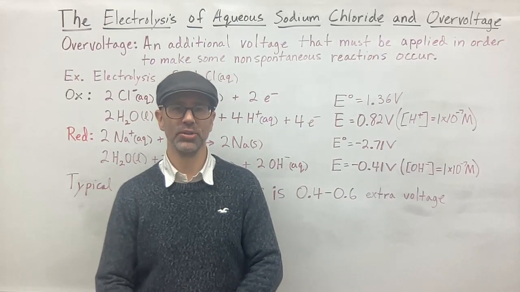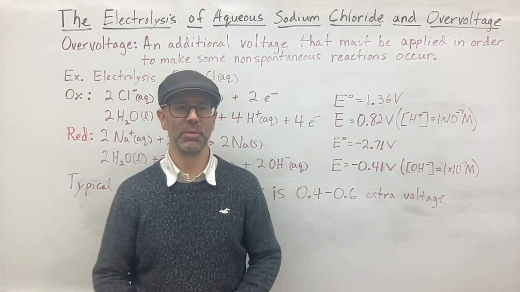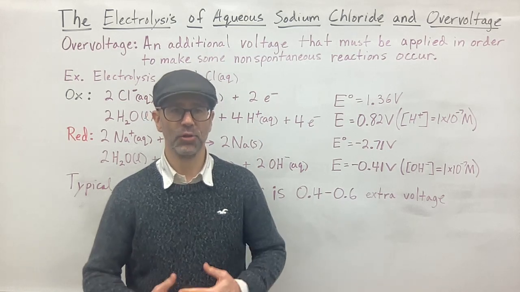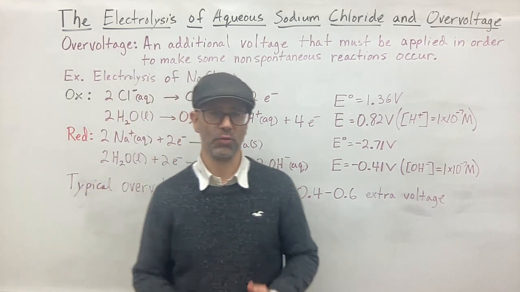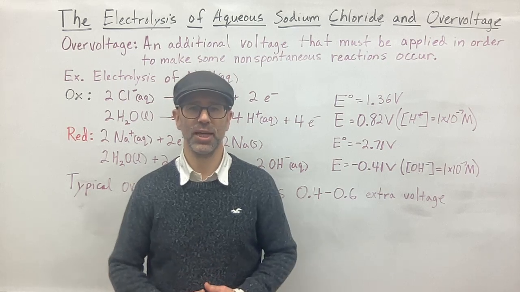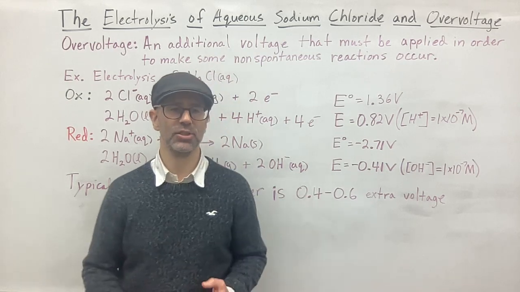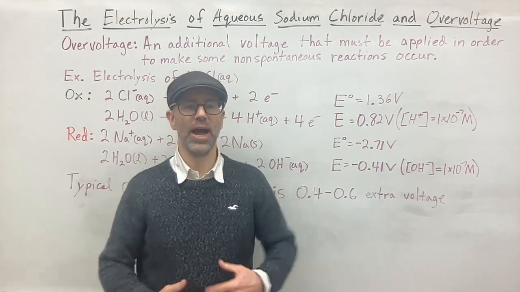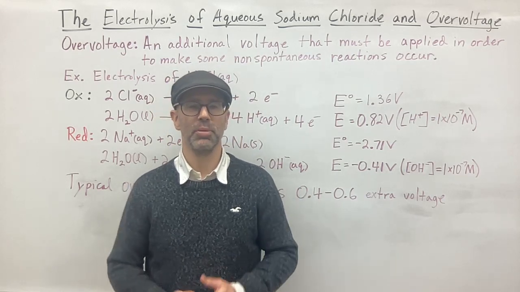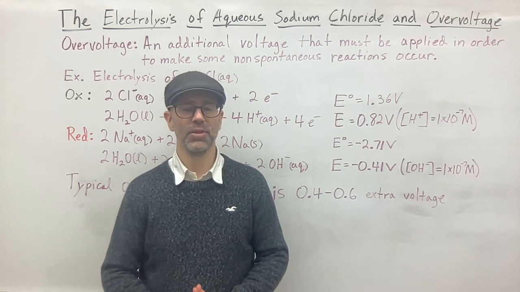My name is Mr. Cobalt, and in this video I'm going to be going over overvoltage and what that is, and I'm going to be using the electrolysis of aqueous sodium chloride to do that. So let's get into this. First, what is overvoltage? Simply put, overvoltage is the additional amount of voltage that you have to apply in order to make some non-spontaneous reactions occur. So you have your typical, expected values of your electrode potentials, but then you may need more than that, and that extra is called the overvoltage.